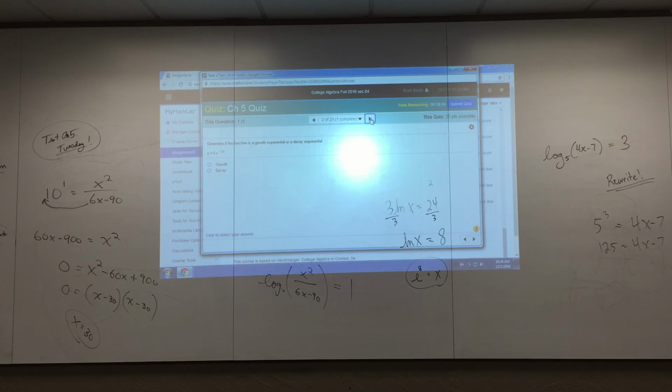What's the next one? What about that one? Growth or decay? Because of the little negative sign, it makes it decay. Yeah, good.